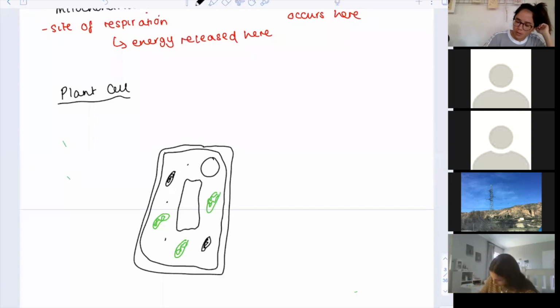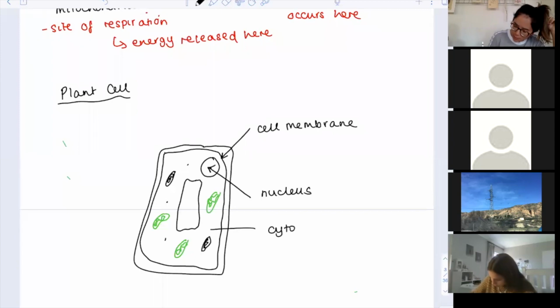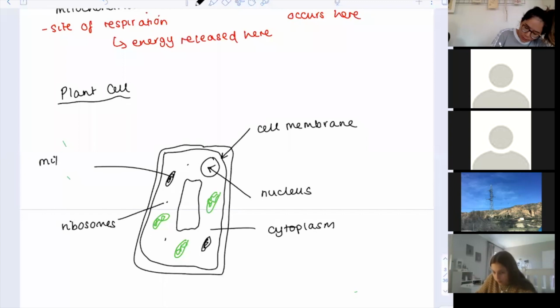So this layer inside here, notice that this is now the cell membrane. What else is similar to an animal cell? Well, we have the nucleus. We have the cytoplasm. We have ribosomes. And we have mitochondria. Okay, but what do we have in addition?